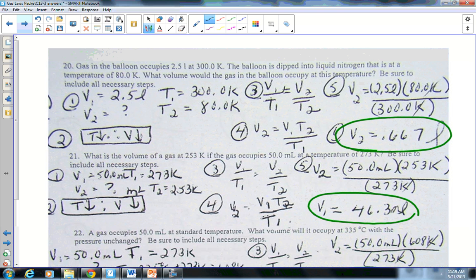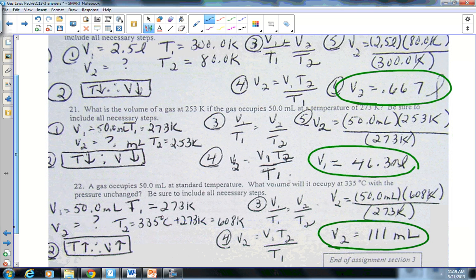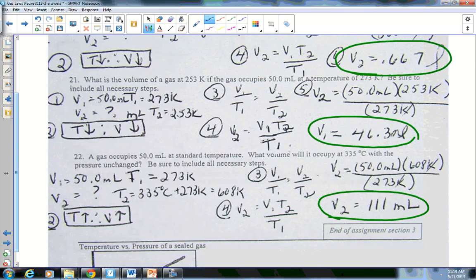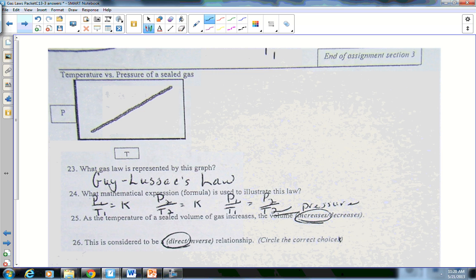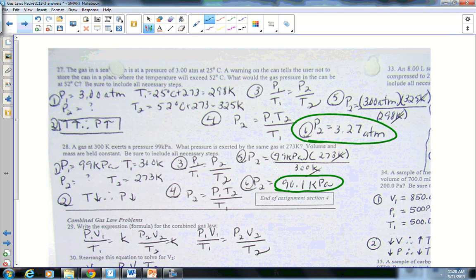Step 6, way over to the side. V2 should be 0.667. For 21, you're solving for V1, should be 46.3 mils. Okay, and then 22 is 111. Okay, well, you're not done yet. You have to do Gay-Lussac's. So let me give you the answers then to 27 and 28. 27 is 3.27 ATMs, and 28 is 90.1 kPAs.